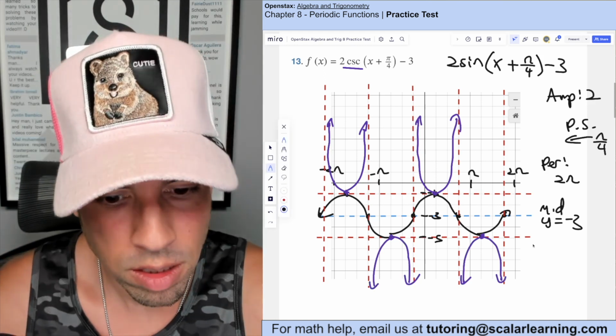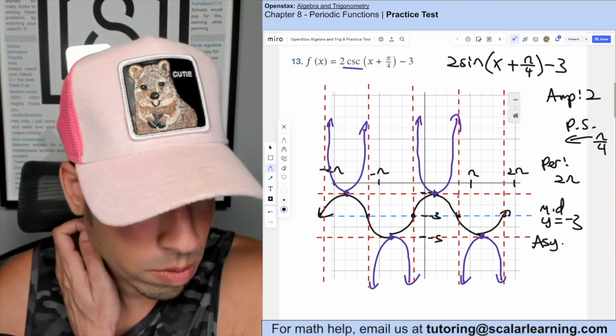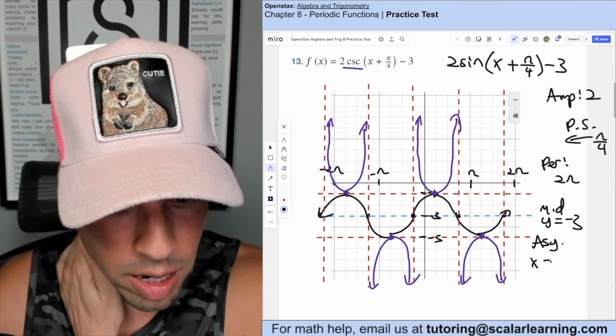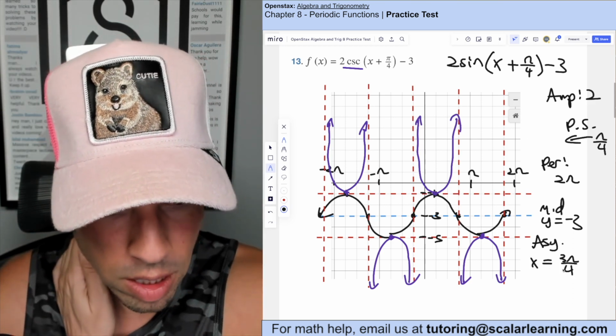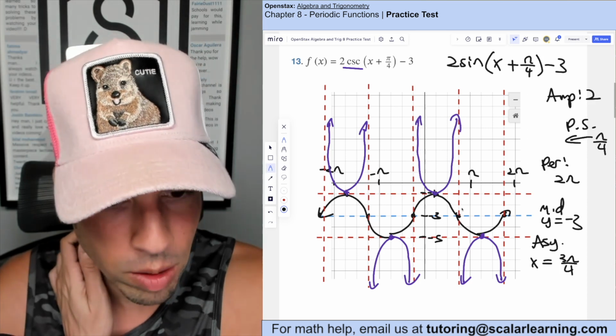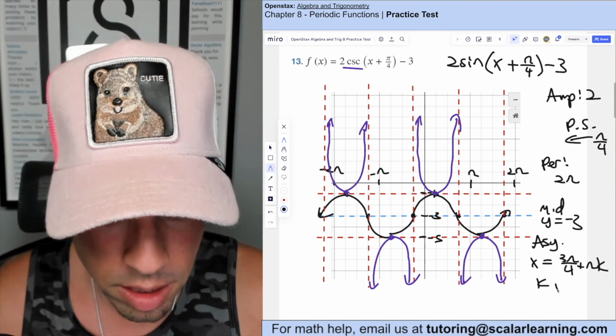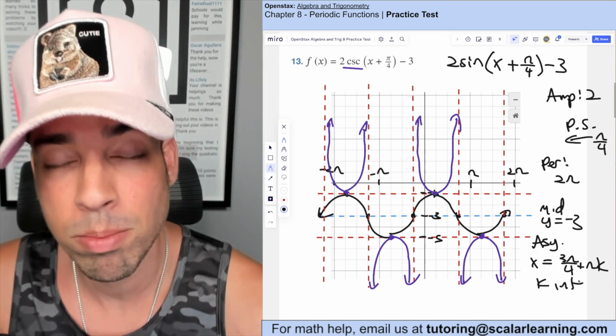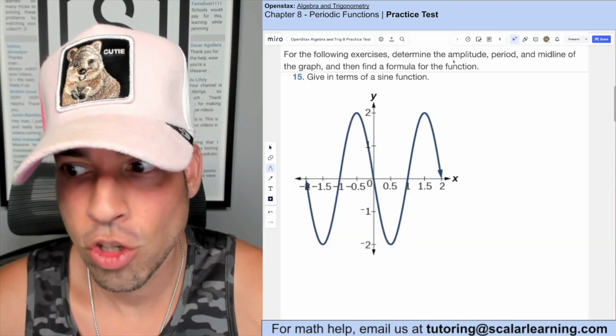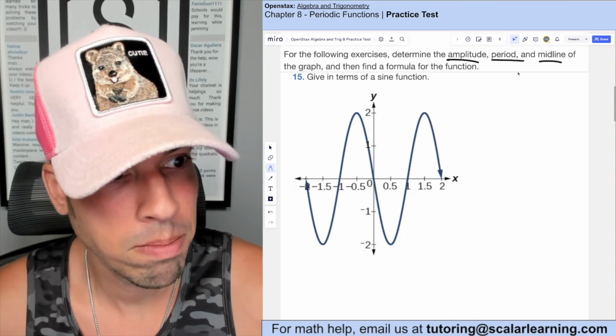And last but not least, to get the equation of the asymptotes here, right? We're having one occur at 3 pi fourths, and then it's occurring every pi away, right? So 3 pi fourths plus pi k, where k is any integer. That's how you do it. Boom, done. So for this one, we're meant to determine the amplitude, period, and midline.